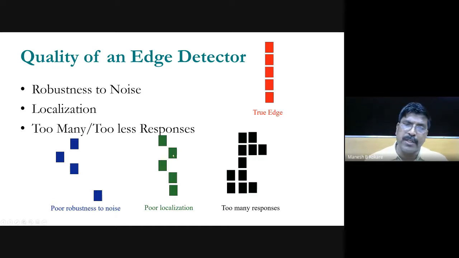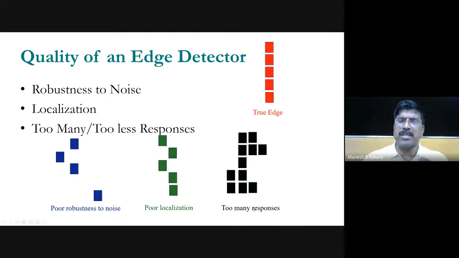The second thing is localization. See, your edge should be like this, but if your edge is detected like this, this is called poor localization. So your edge detection should have good localization and good robustness to noise. The third thing is too many responses. What is ideal? Ideal is like this, where only these pixels are detected as an edge. We don't want this pixel or this pixel to be detected as an edge. If the output of the edge detector looks like this, there are too many responses.